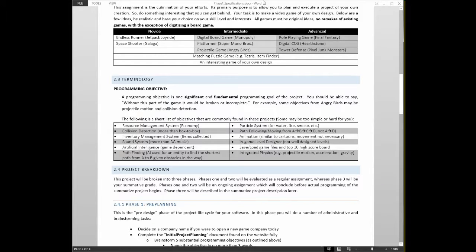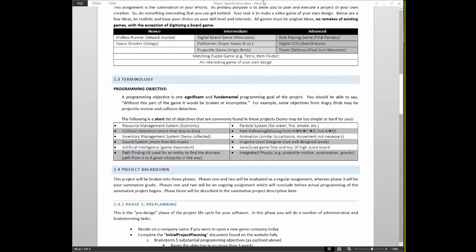So before we get into too much of what's expected of you in this first phase, we need to discuss some terminology. There's one very important piece of information that you need to understand, and that's the idea of a programming objective. Part of your task for this first phase is to choose 5 of these or come up with any one of your own on top of these.